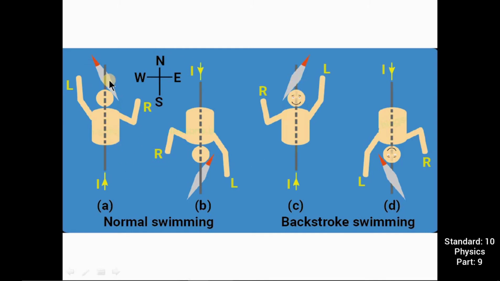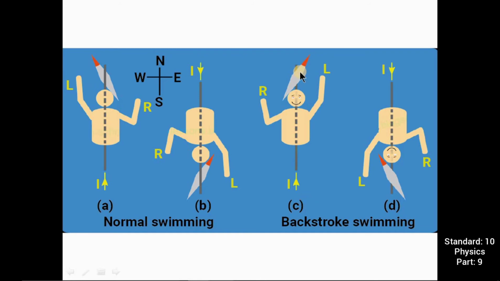In normal swimming, let us look. Where is his left hand? When he is moving from south to north, his left hand is in the west. When he is moving from north to south, his left hand is towards east. In backstroke swimming, he is facing, see his eyes and face. In backstroke swimming, the needle deflects towards the left hand, which is east, with current carrying south to north.